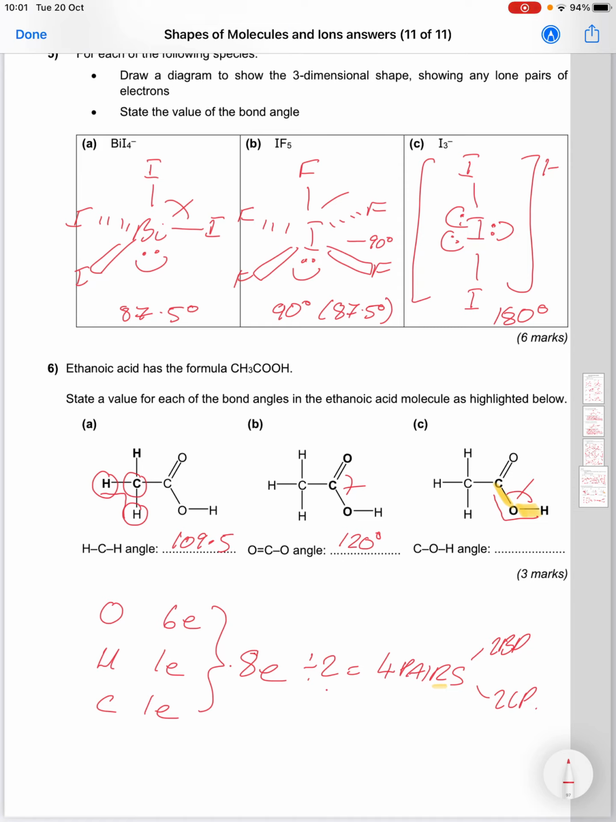So that's going to be based upon tetrahedral. But 2 of them, remember, are going to be lone pairs. So let's remove those, put the lone pairs on. So that's going to be non-linear with a bond angle of 104.5 degrees.